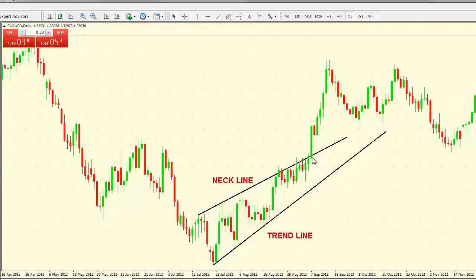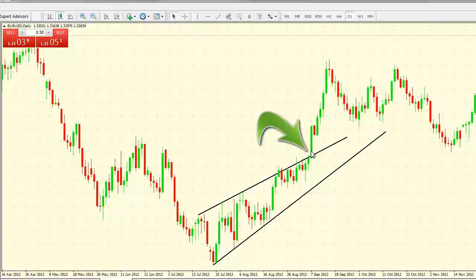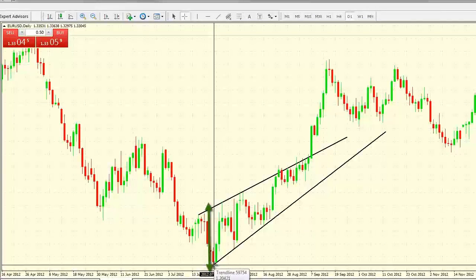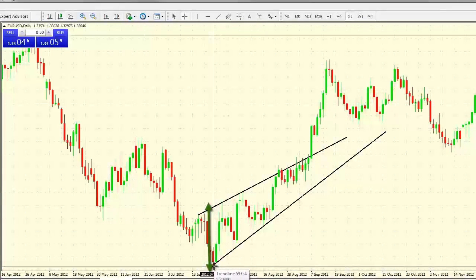And finally, the price managed to break above the neckline at this point. Once the price broke above the neckline considerably, the pattern would be triggered and the trader would consider buying the underlying instrument, which is the euro dollar in our case. The price is expected to trend higher up to the minimum objective of this pattern. The minimum objective is the perpendicular distance between the head and the neckline.